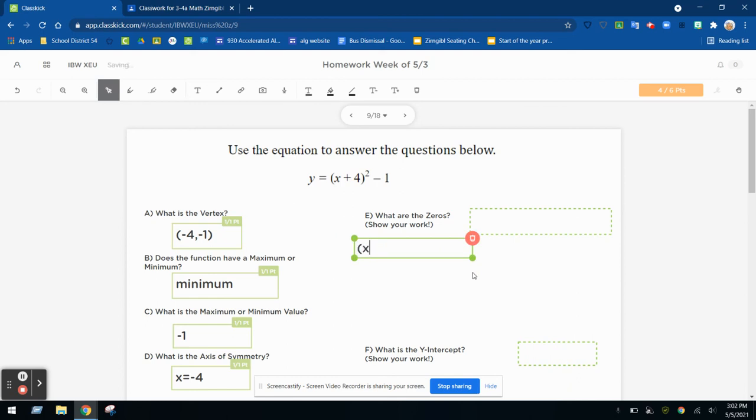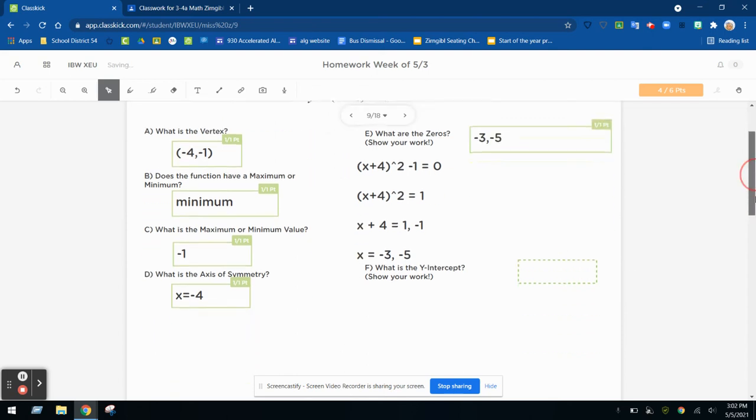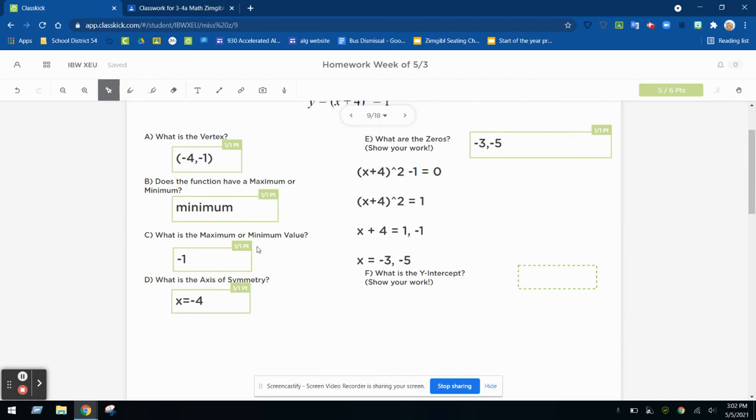And then to find the zeros, we need to set the equation equal to 0. So we're going to have (x + 4)^2 - 1 = 0. Start by adding 1 to both sides: (x + 4)^2 = 1. Square root both sides: x + 4 equals 1, or we can have -1. We're going to subtract 4 from both, and we will get x equals -3 or -5. We're going to solve by square roots.